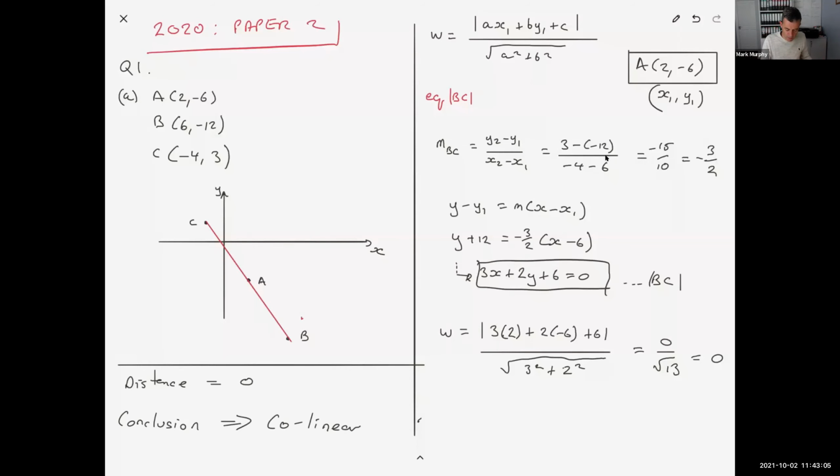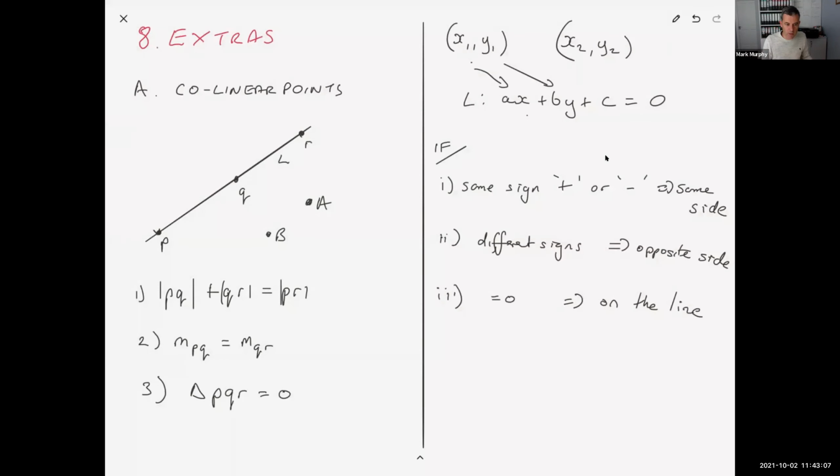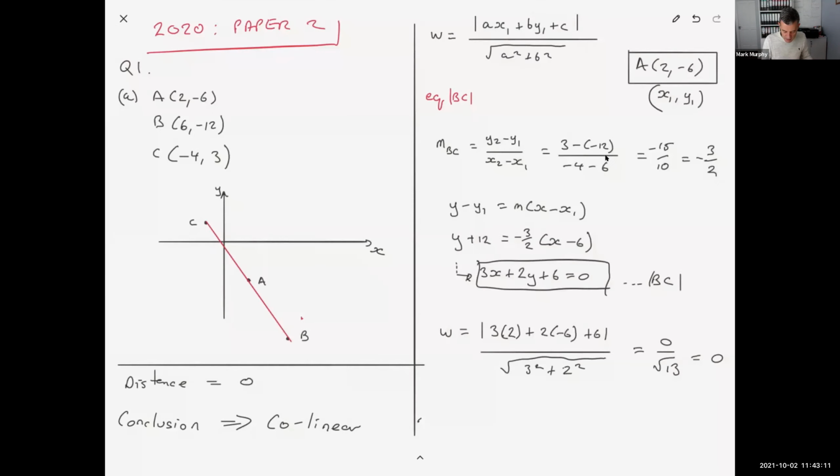Remember the last page? We said that the distance, or sorry, yeah, look, it doesn't matter, I didn't do it on that one, but yeah, it's the same. So the conclusion is collinear. What does that mean? The perpendicular distance from A to the line BC is 0. So in other words, it's on the same line, therefore it's collinear. Okay, that was part A to that question. Part B then, I have to draw a diagram for you.